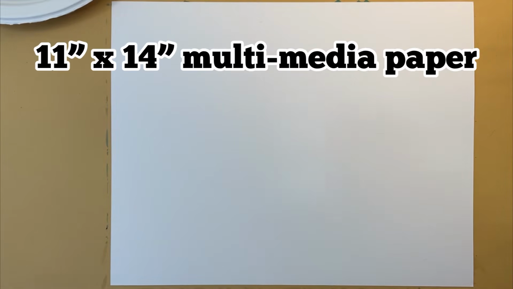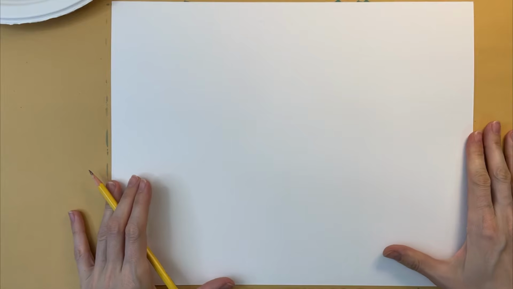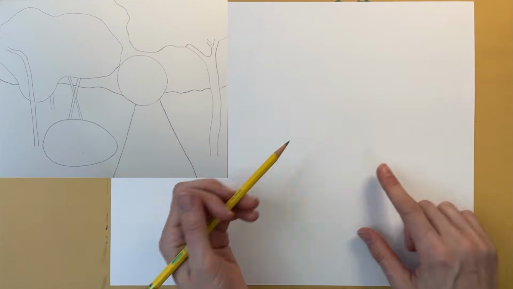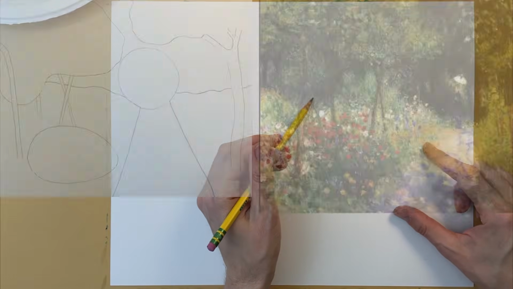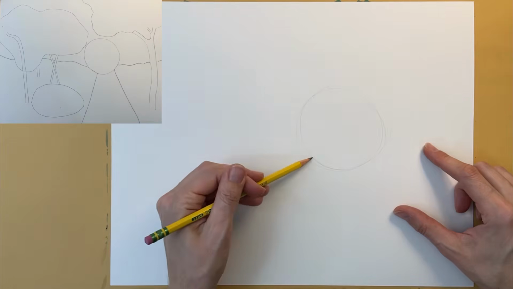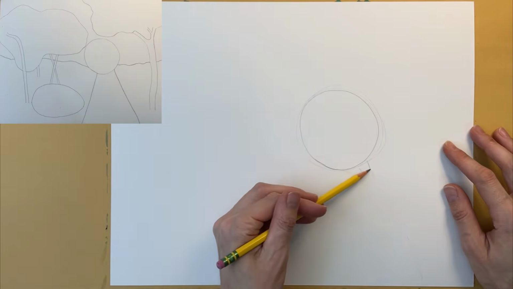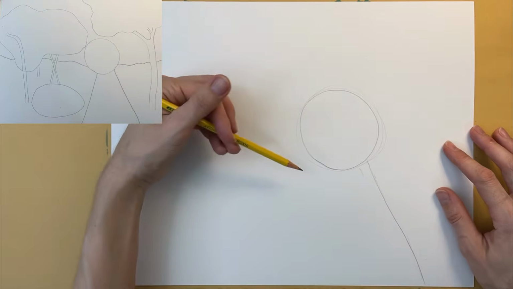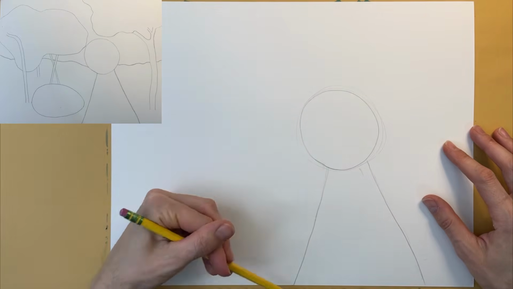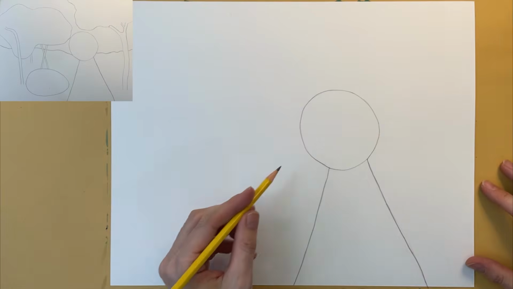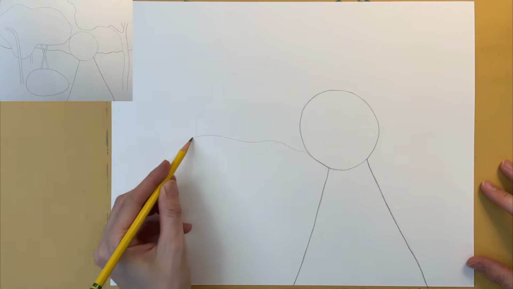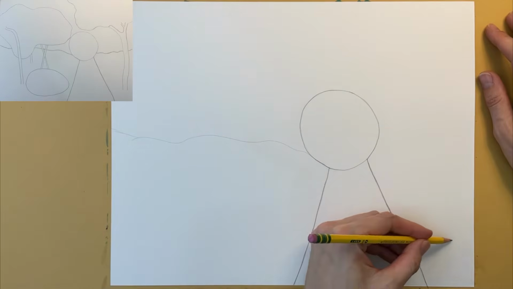I'm going to start by grabbing a piece of 11 by 14 inch multimedia paper. I'm first using a pencil to draw the basic shapes that I see in this painting, starting with a medium-sized circle just right of the center. At the bottom of the circle, I'm drawing two diagonal lines that fan outward. To the left of the circle, I'm adding a wavy line across the page.